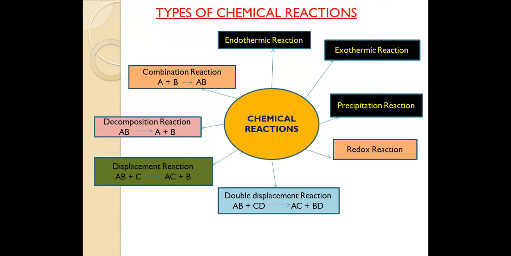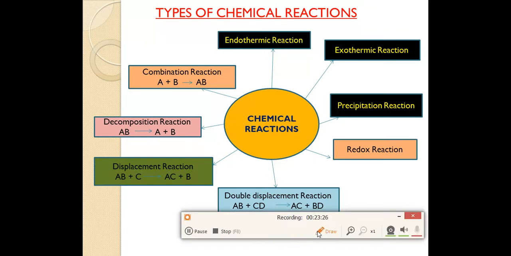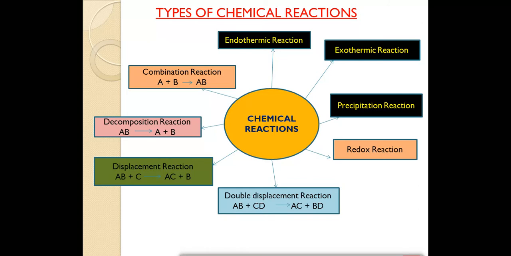Now we are going to read about the types of chemical reaction. I will give just an overview of what the different types of chemical reaction are, and in detail we are going to read about each and every chemical reaction along with examples in the next video. So we have 5 types of chemical reaction. In this chapter you are going to read about 5 types of chemical reaction. The first type of chemical reaction is combination reaction.